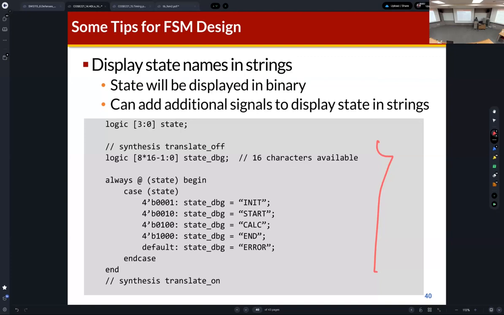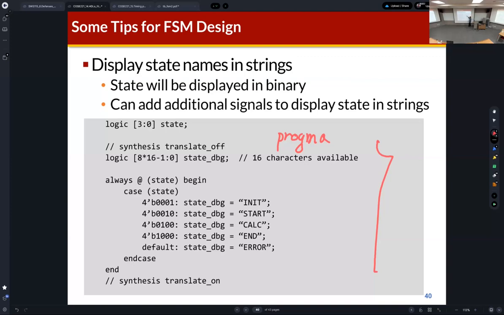So SystemVerilog has special pragmas. This is called a pragma. It is a special command for tools, or a special command for the compiler. So we can use the special pragma like a command, right? It looks just like a comment, and the one we use is synthesis translate off.